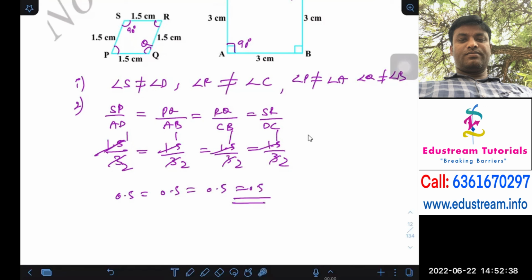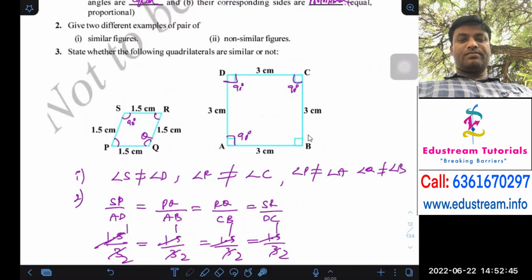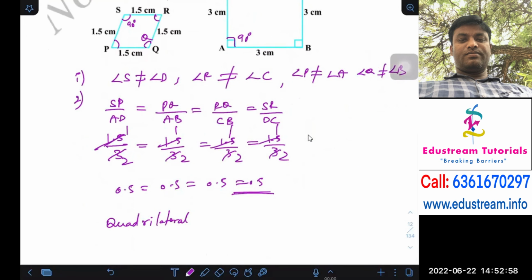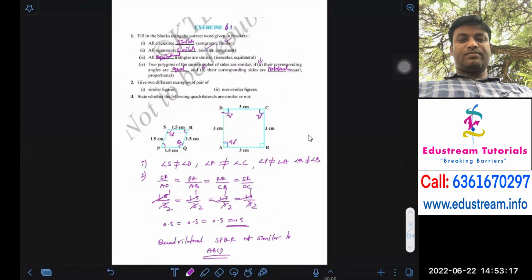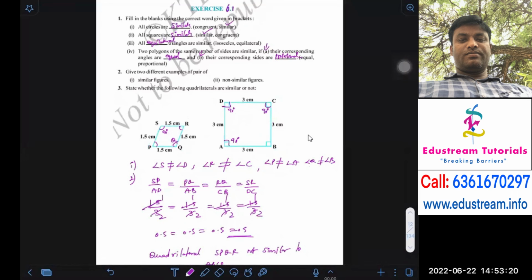So even though this condition is satisfied, the angle condition is not satisfied. Therefore, we can clearly tell quadrilateral SPQR is not similar to ABCD. That's not similar. I hope you understood this exercise 6.1.